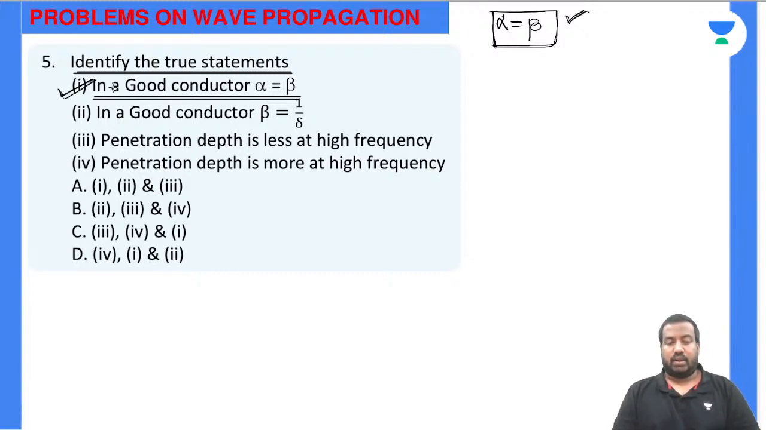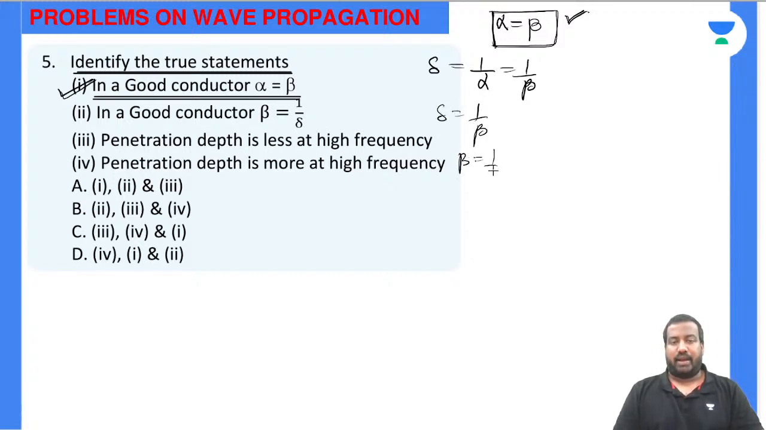Next, in a good conductor, beta is 1 by delta. You know the penetration depth delta is 1 by alpha. But for a good conductor, alpha is beta. If delta is 1 by beta, it implies beta is 1 by delta. Yes, true.